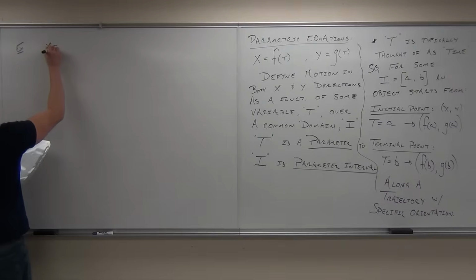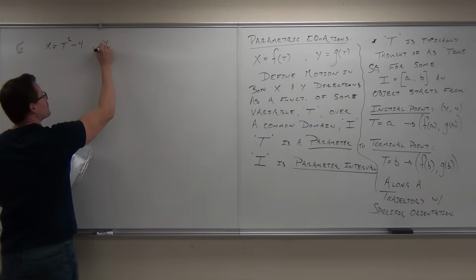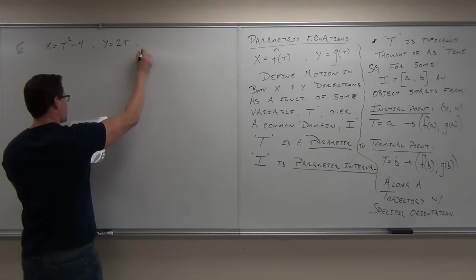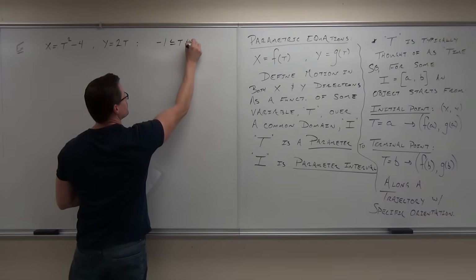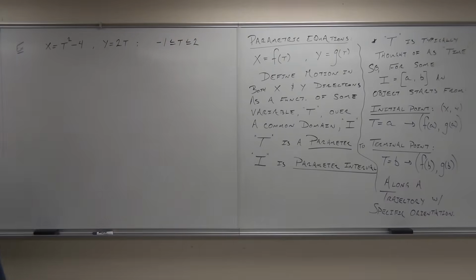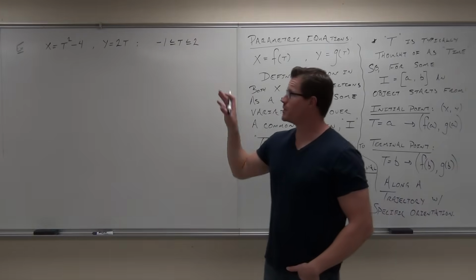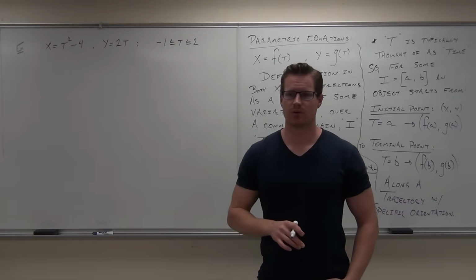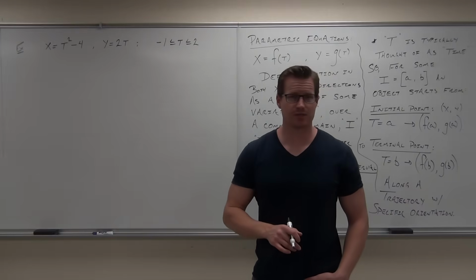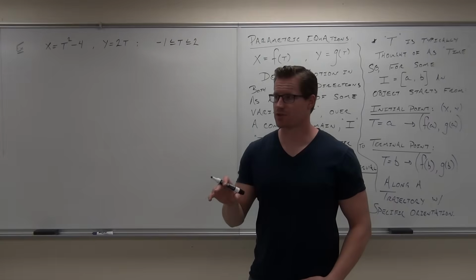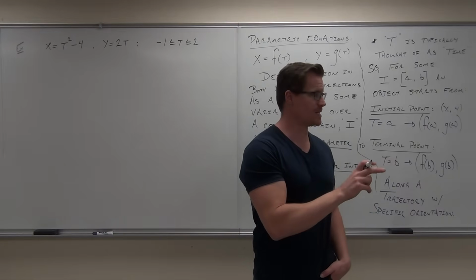Let's suppose that x equals t squared minus 4 and y equals 2t, and we have -1 is less than or equal to t is less than or equal to 2. Let's see if you guys understood anything about this. Firstly, can you determine that it is a parametric equation? Yes, no? Yes. What tells you it's parametric? T. Is x defined as a function of y? No. Is y defined as a function of x? No. Are x and y both defined as functions that have a variable in common? Yes. Like t. That's a parametric equation.